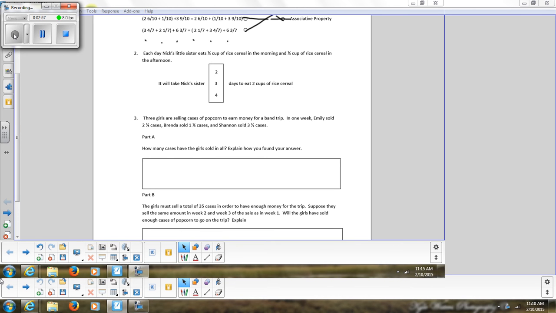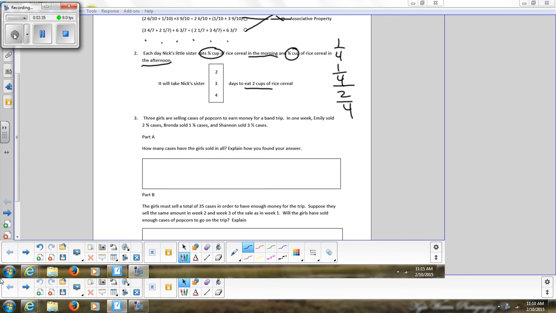All right. Each day, Nick's little sister eats a quarter cup of rice cereal in the morning, quarter cup of rice cereal in the afternoon. Okay. So how many does she eat in one day? Elise. 2/4. So 1/4 plus 1/4 is 2/4. That's how much she eats in one day. Whoa. Some of you just counted that and did that as your answer. That's not what it's asking for. How long will it take to eat 2 cups of rice cereal? Okay. So I need to add up until we get to 2 cups.